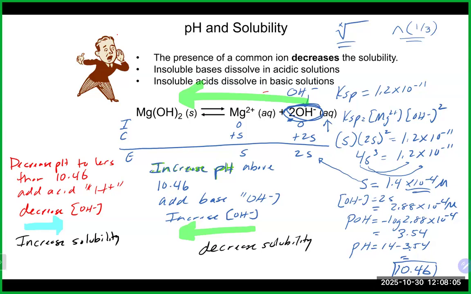So especially in acidic salts or basic salts, because acidic salts may have H plus or basic salts will have OH minus, you could actually get a baseline pH of that solution. And again, if you go above or below, depending on what it is, you can either increase the solubility or decrease the solubility, depending on what you want to achieve there. So pH plays a really big role.